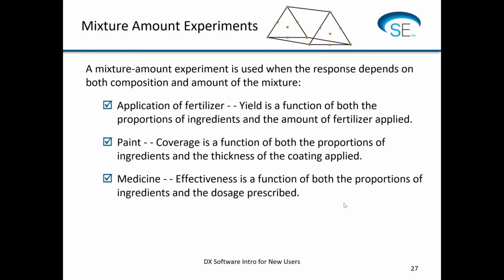Medicine, its effectiveness is a function of the proportion of the ingredients, right? Excedrin is, what is it? Aspirin, acetaminophen, and caffeine. So it's a function of the ingredients and their proportions, but it's also the dosage. You can have 1 or 2 tablets. So medicine is a mixture plus an amount environment.